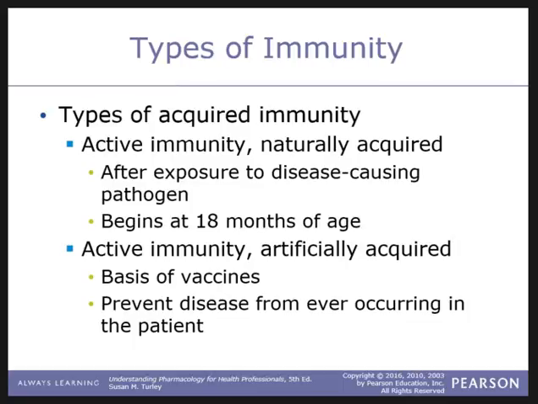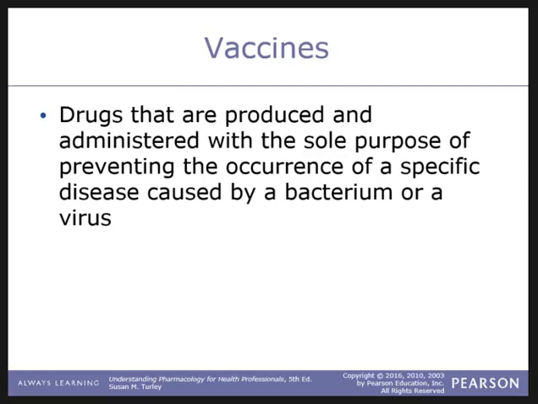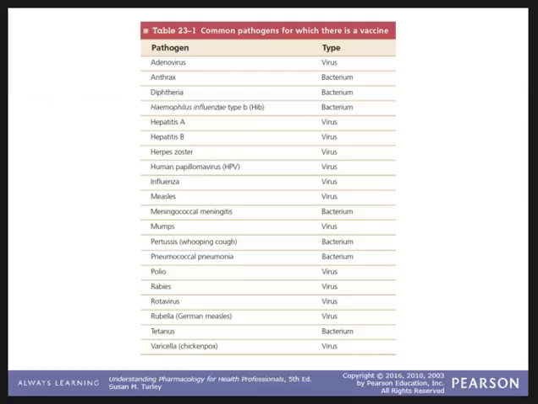Active artificially acquired immunity is the basis of vaccines. It's to help prevent disease from ever occurring in the patient. So when vaccines are developed, they're produced with the purpose of preventing occurrence of specific diseases, either caused by bacteria or viruses, that are potentially life-threatening or at the very least dangerous to the patients and can cause an epidemic or a pandemic. Your book gives a table of the vaccines that are covered in this chapter and identifies what their source is. So is the pathogen a virus or a bacteria?